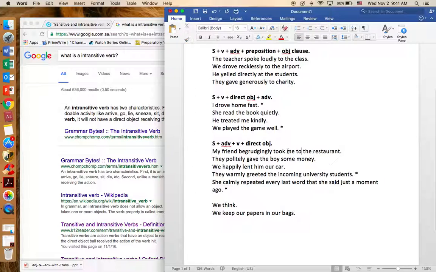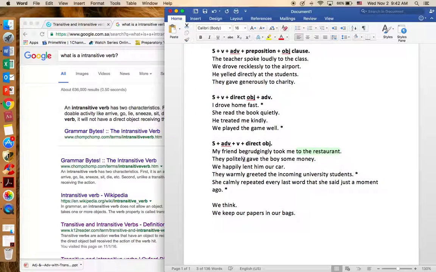So my friend begrudgingly took me to the restaurant. He didn't want to take me, but he begrudgingly took me. That's how he took me. Took is a transitive verb, and we'll always need a direct object after took. Right? Some transitive verbs don't always need an object. They act like intransitive verbs. Or some intransitive verbs act like transitive verbs, either way. But anyway, my friend is our subject, begrudgingly is our adverb, followed by took. We need a direct object. We can't split these two up. So me, that's our object pronoun, and then to the restaurant, it's our preposition or object clause.